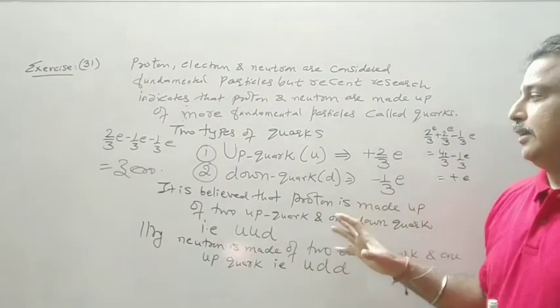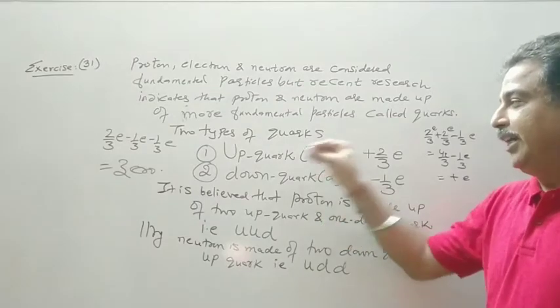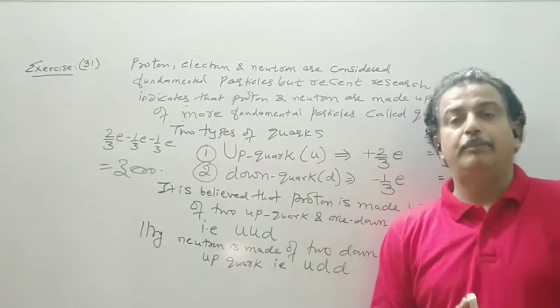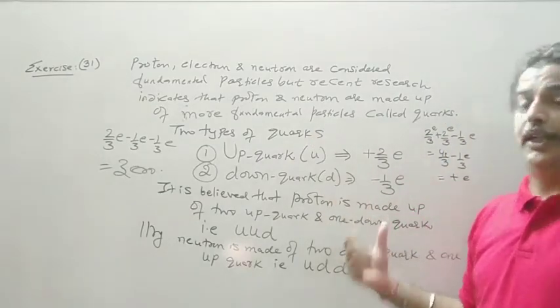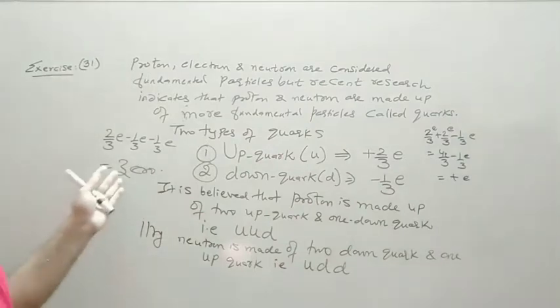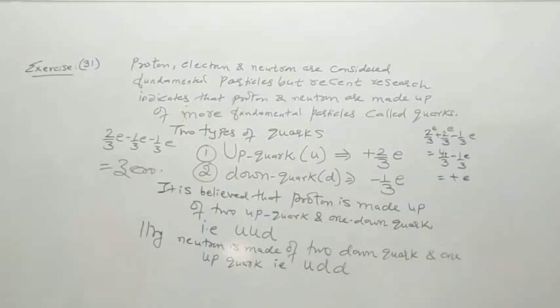But till date, an individual quark has not been discovered. They appear in pairs, as in the case of proton and neutron. So this is a simple discussion for proton and neutron.